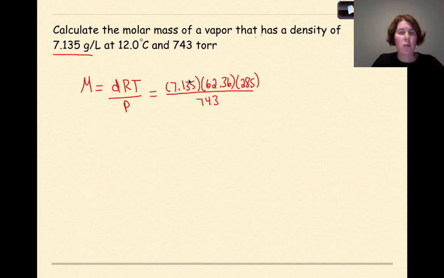So again, in this one, we're given the density, we have our gas constant, we have our temperature, we have our pressure. So when we solve this to three significant figures, it'll be 171 grams per mole, which we know is the gram formula mass.